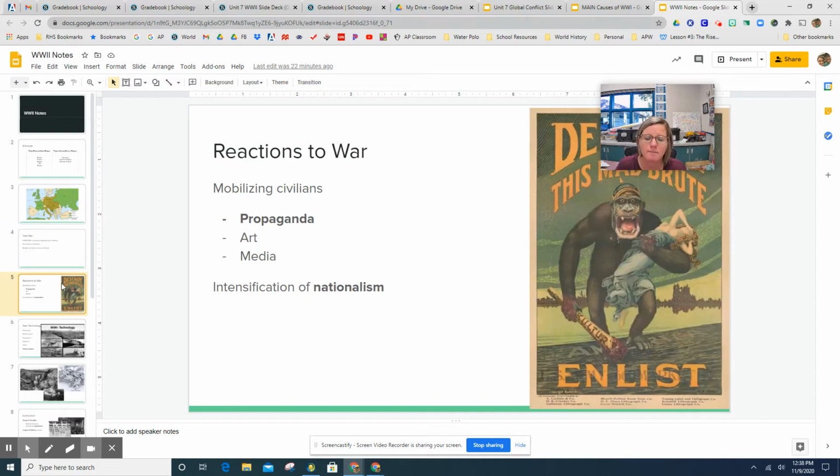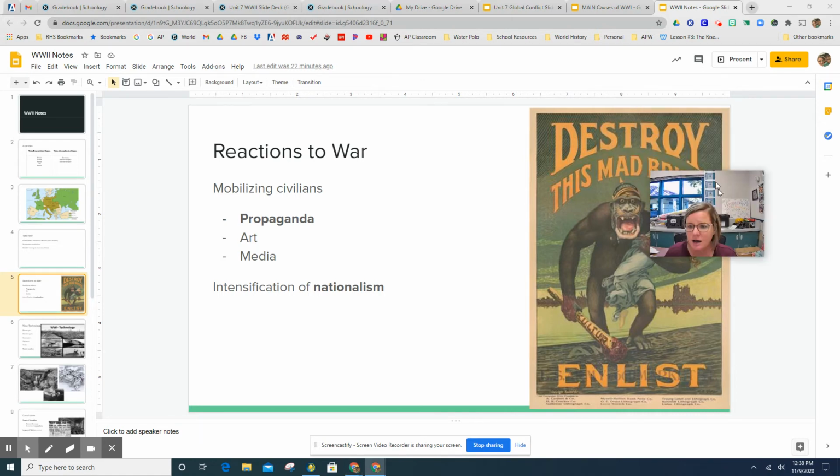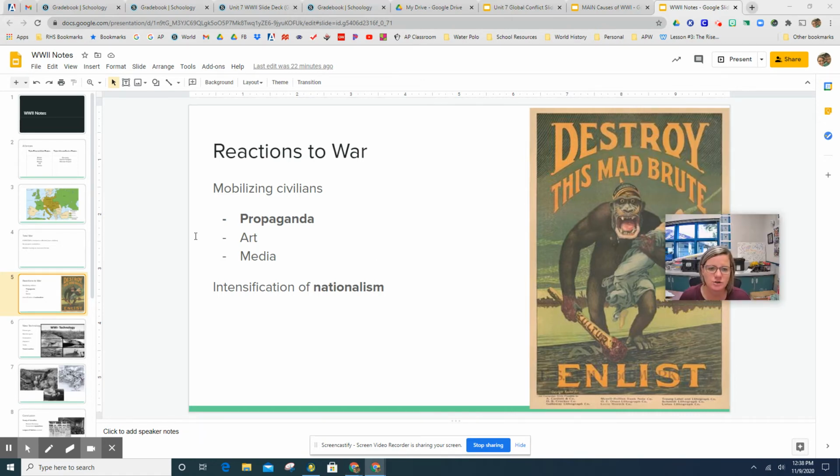Okay, so reactions to war. Propaganda is crazy. It's insane. Propaganda basically turns into ways to entice people to join the war. You can see right here, this one says, destroy this mad brute. You can always tell it's a German person if they have this helmet with a little spike right here. And he looks very demon-like.